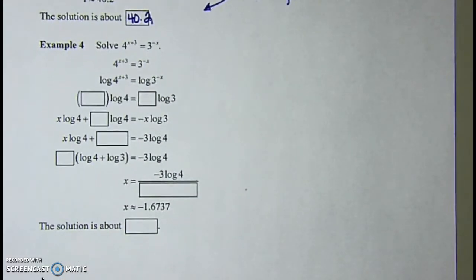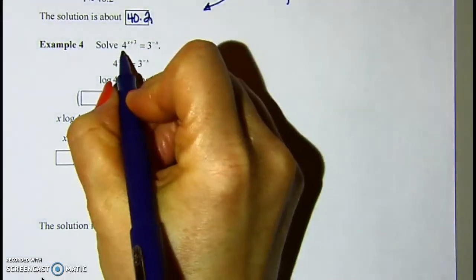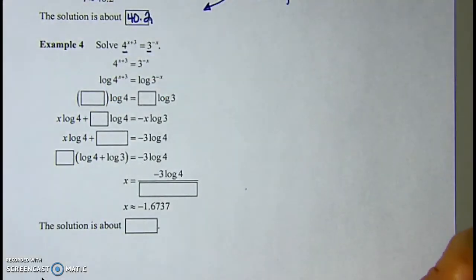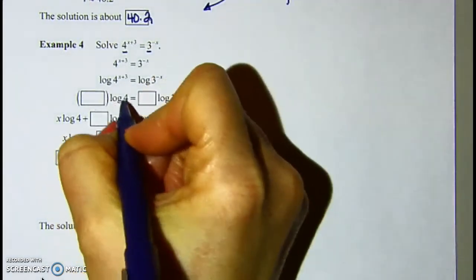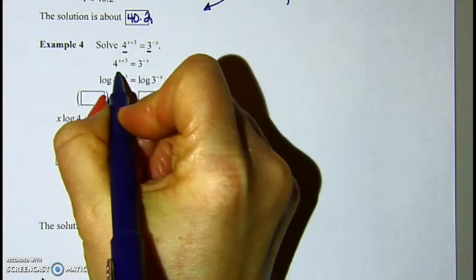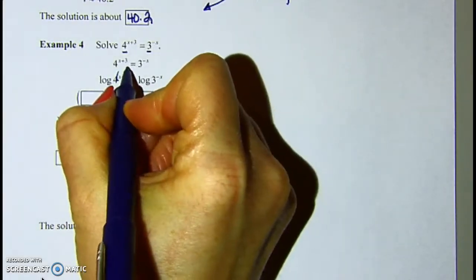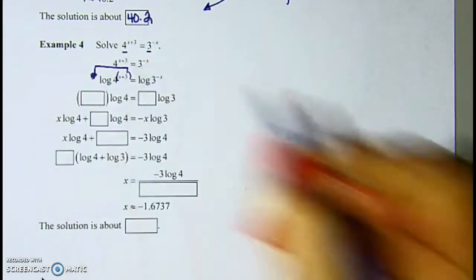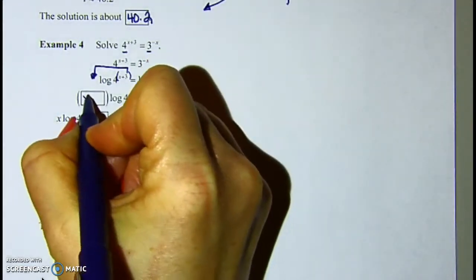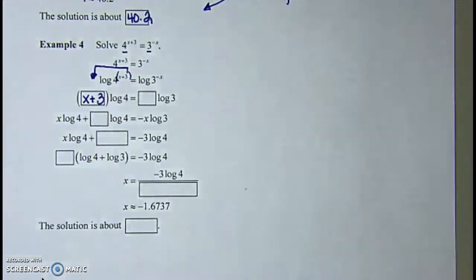Solve 4 to the power of x plus 3 equal to 3 to the power of negative x. So our bases are not the same, but I'm going to take the logarithm of each side so that I could use our properties of logarithms. When I do that, I can now use my power rule and bring that x plus 3 out in front.